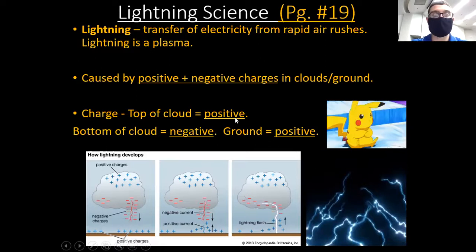Okay, so lightning, just so you guys know, is the transfer of energy through charged particles, both in the ground and in the cloud. We're going to see some of this being caused due to air rushing a lot in the cloud, some of that static energy. Now just so you guys know, lightning is a plasma. So it's not a solid, liquid, or a gas. Think of a plasma like a supercharged gas, okay? Keep in mind for the charges, the top of the cloud is positive, the bottom of the cloud is negative, and the ground is positive. So opposite charges attract, and that's gonna be what causes that surge, that bolt to form.